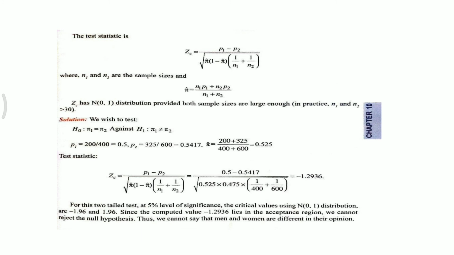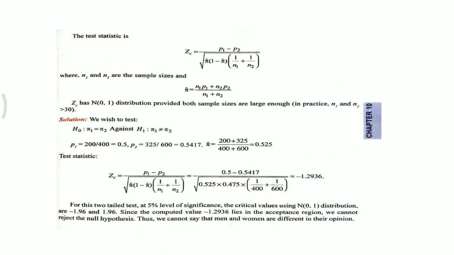And where pi cap is the pooled population proportion, which can be calculated by using that formula, that is 200 plus 325 divided by 400 plus 600. By using these calculations, we get the population proportion. Further, this is used to calculate Zc.